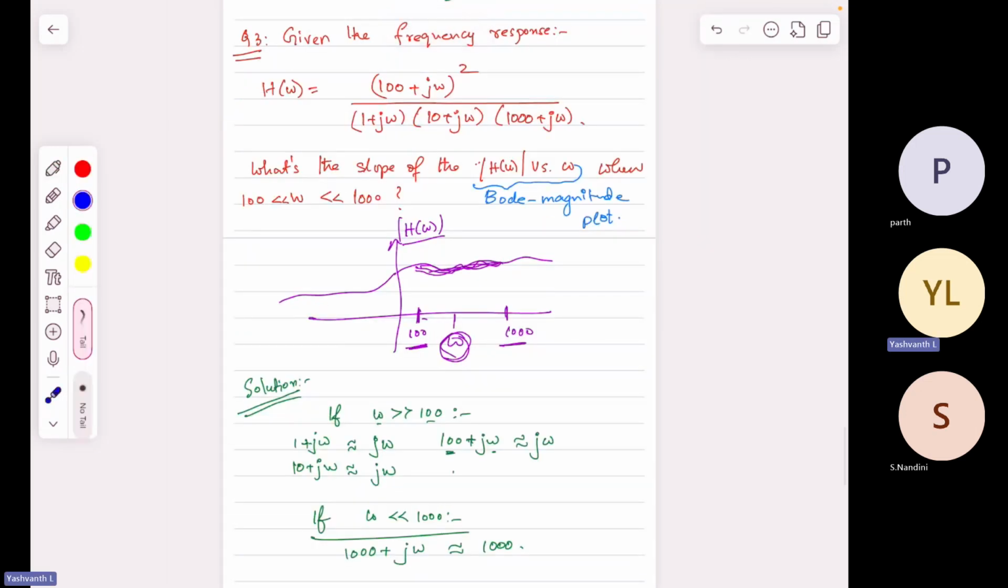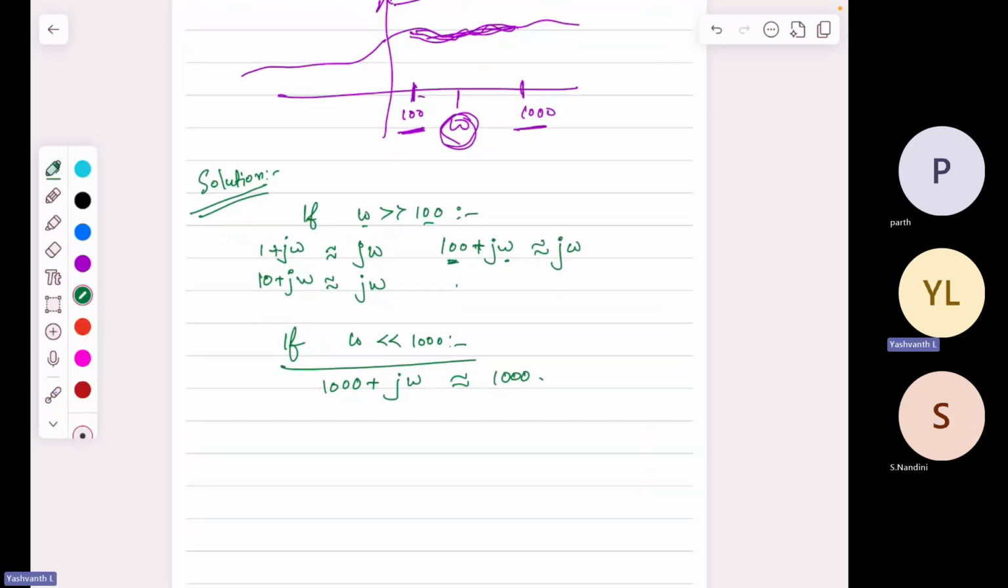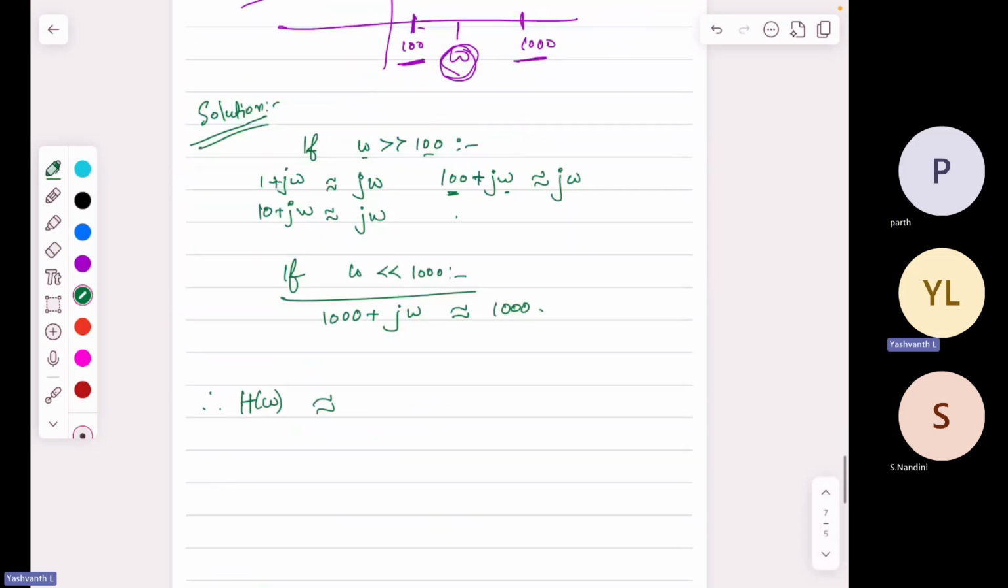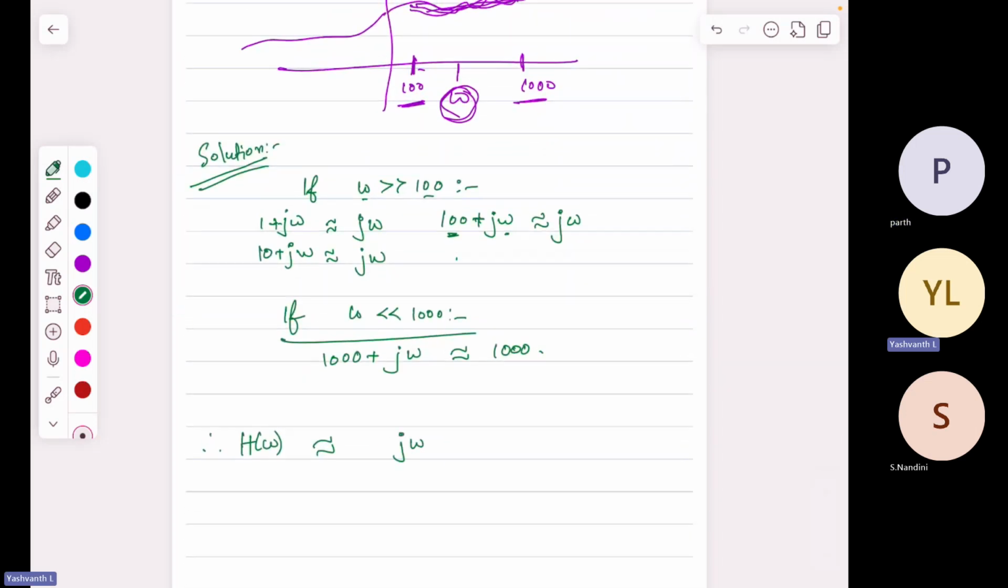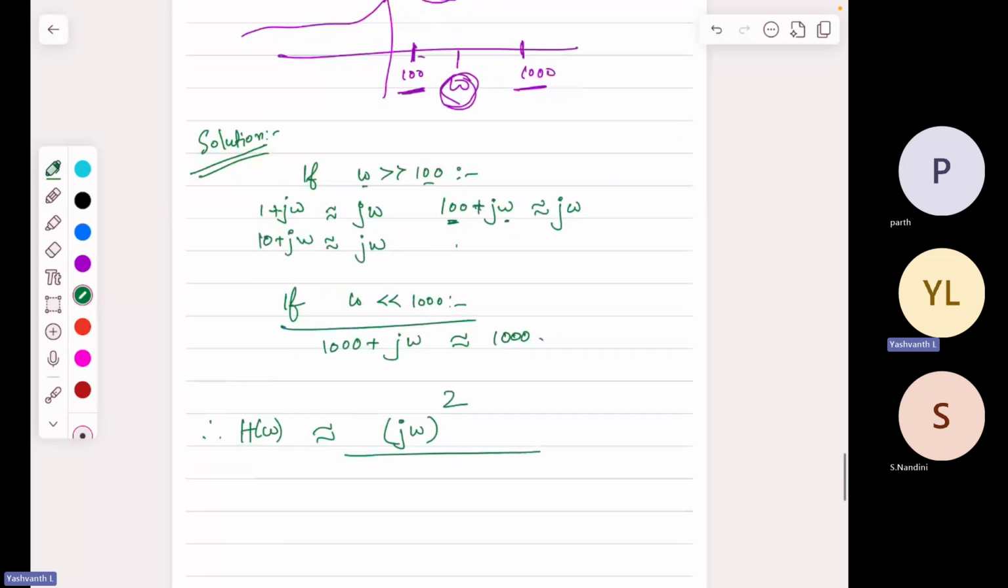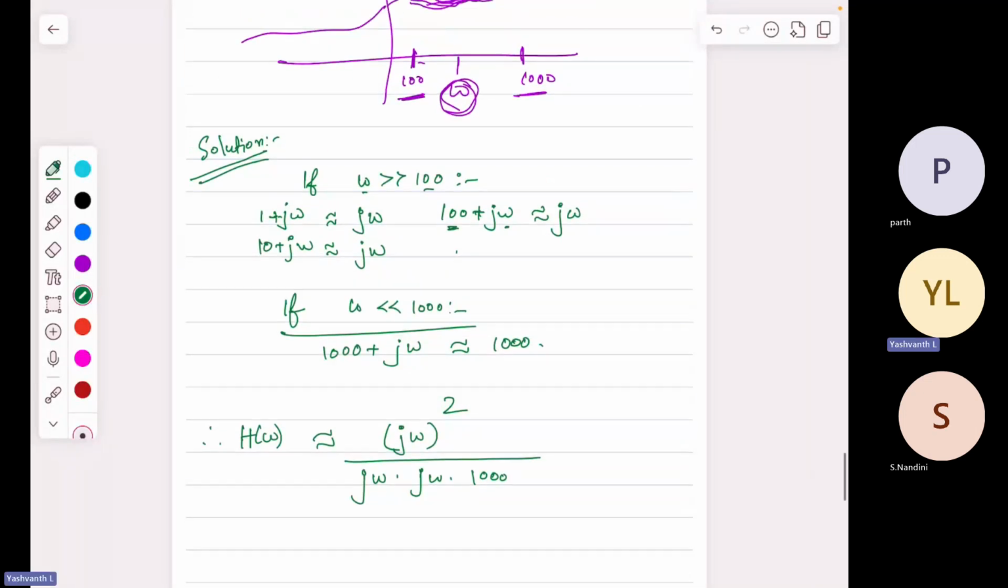Now what do you do? 1 plus j omega is replaced by j omega. 10 plus j omega is replaced by j omega. 100 plus j omega squared is replaced by j omega squared. And 1000 plus j omega is replaced by 1000. That's all we're going to do. Simple. Therefore, with approximation only, H of omega is approximately equal to 100 plus j omega squared over 1 plus j omega times 10 plus j omega times 1000 plus j omega, which is approximately j omega squared over j omega times j omega times 1000, which is nothing but 1 by 1000.